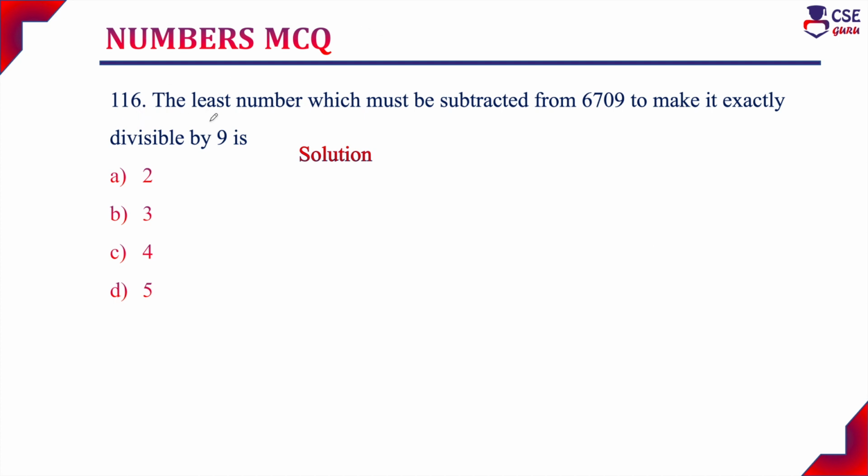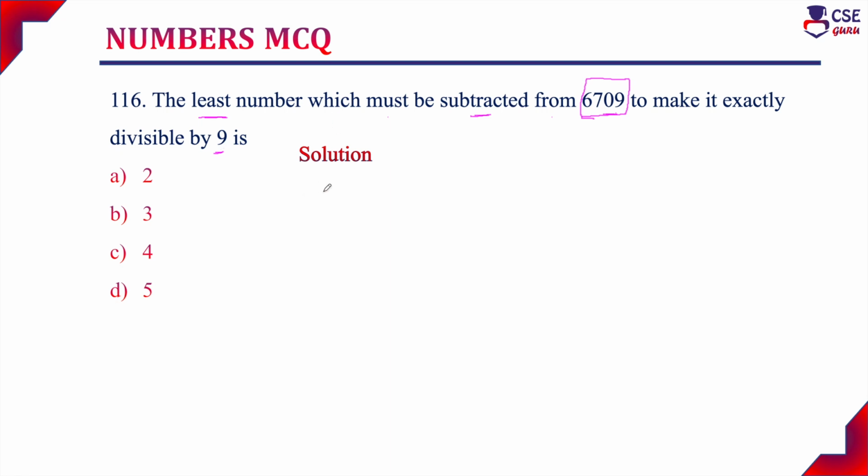Problem number 116. The least number which must be subtracted from this number to make it exactly divisible by 9. So, what is the least number subtracted from this number, that is 6709, such that it should be divisible by 9. The logic is very simple here. Divide the given number by 9 and what is the remainder we are getting? That is nothing but the required number. Subtract that remainder from this number, then the remaining value is exactly divisible by 9.